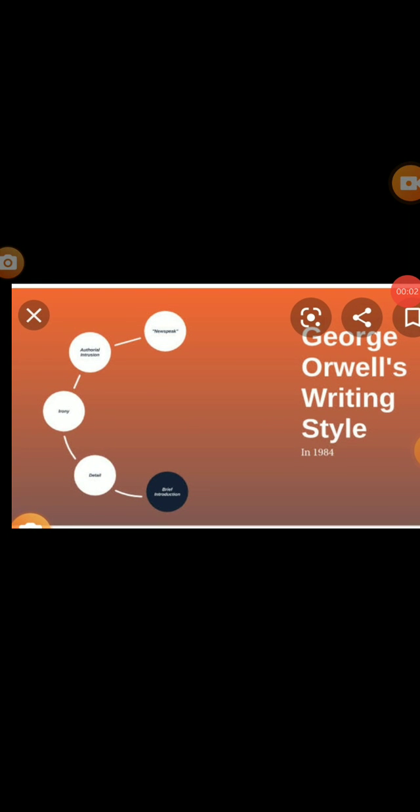Hello students, today we will discuss the writing style of George Orwell. George Orwell's writing style is typically short and to the point, particularly in his later works such as Animal Farm and 1984. Orwell intentionally avoids using figurative language, unnecessary words, and intricate language. As well, Orwell's writings contain hidden political messages.